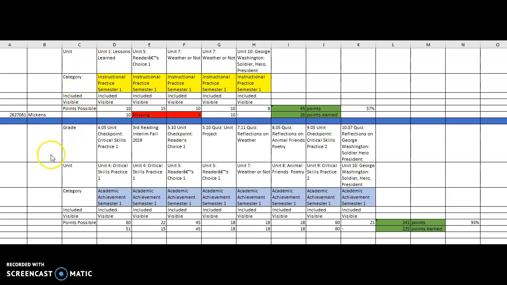So in the literature and composition grade book, it's divided into a 50-50 split where there are assignments underneath the instructional practice category. You can see right here. And then there are assignments under the academic achievement category. Each one of those categories counts towards 50% of the overall grade in the literature and composition strand.